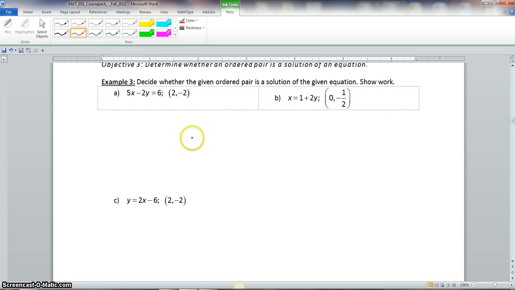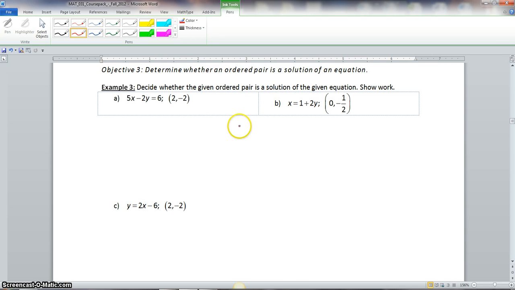Now we scroll down. We have objective 3. It says determine whether an ordered pair is a solution of an equation. Okay, all we're doing here is substituting. We have our x value, we have our y value. So we substitute into this problem here. We will have 5 times 2 minus 2 times -2 equals 6. 5 times 2 is 10. -2 times -2 is +4, and that equals 6. We know 14 does not equal 6, so the answer here would be no.